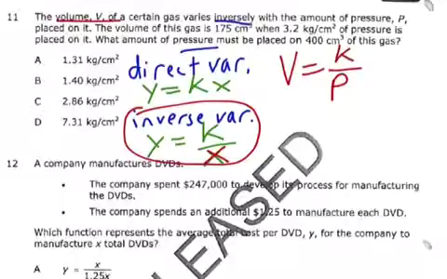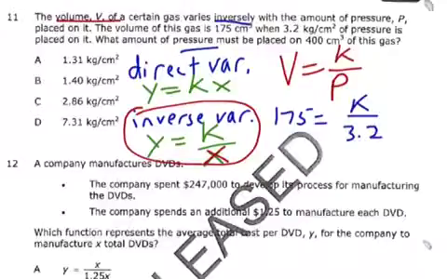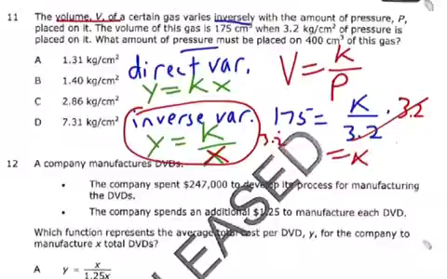Well, now I can plug in to my formula. Plug in 175 for volume, and then when 3.2 kilograms of pressure is placed on it, so I don't know my K, but I know my pressure is 3.2. So now I can just multiply by 3.2, multiply by 3.2, and then K equals 3.2 times 175 gives us 560. All right, so 560 would be our constant there, or our K.